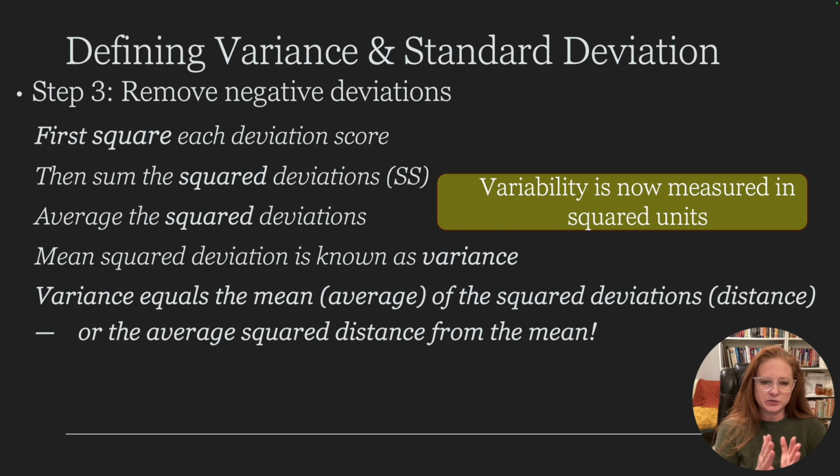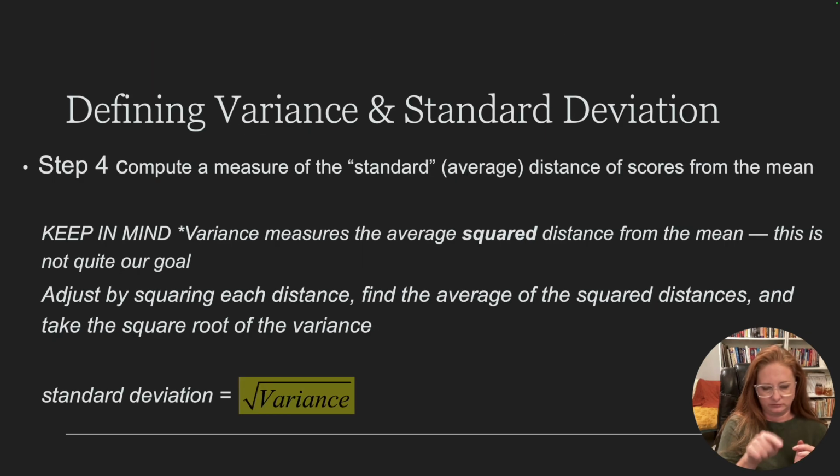So variance equals the mean, or the average, of the square deviations. All you have to do now is take the square root of it, like that little equation down there. So standard deviation is just the square root of that variance.